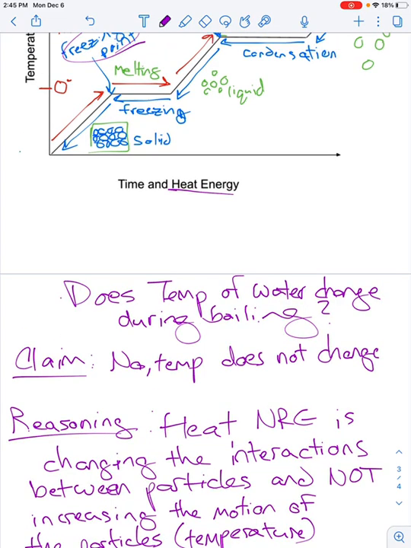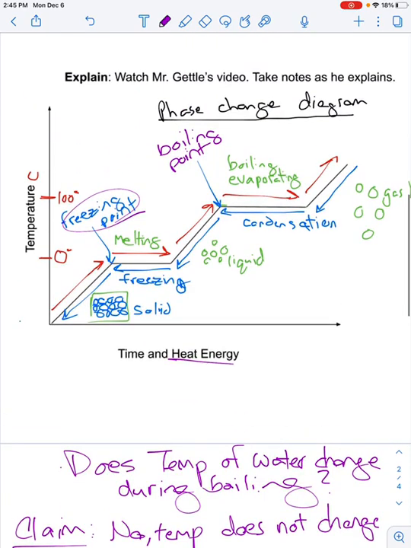All right, so there we go. That is a phase change diagram. The important things for you sixth graders to remember: as water goes from a solid to a liquid to a gas, or the opposite, that is a physical change. And these points right here, freezing point and boiling point, these are physical properties.